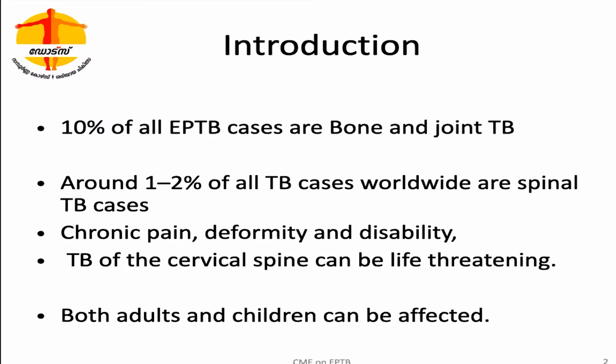As you know, we have already discussed the prevalence and incidence of spinal tuberculosis, which presents with chronic axial pain, and can present with deformities and disabilities. Especially when it affects the cervical spine or the craniovertebral junction, it can sometimes be a life-threatening event as well. Both adults and children in the productive age group are commonly affected.